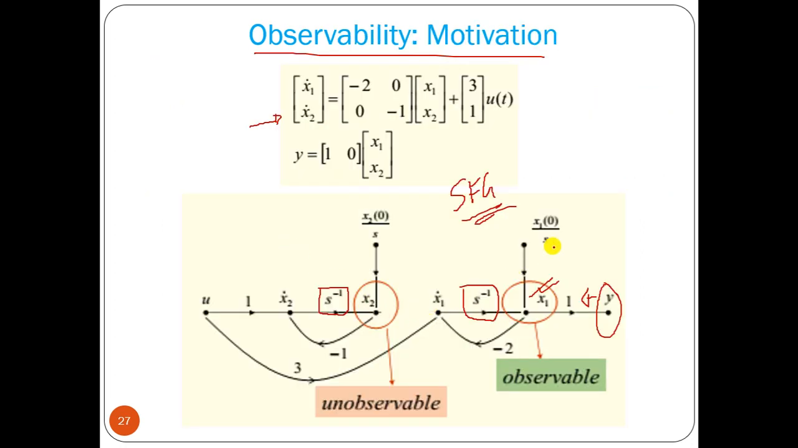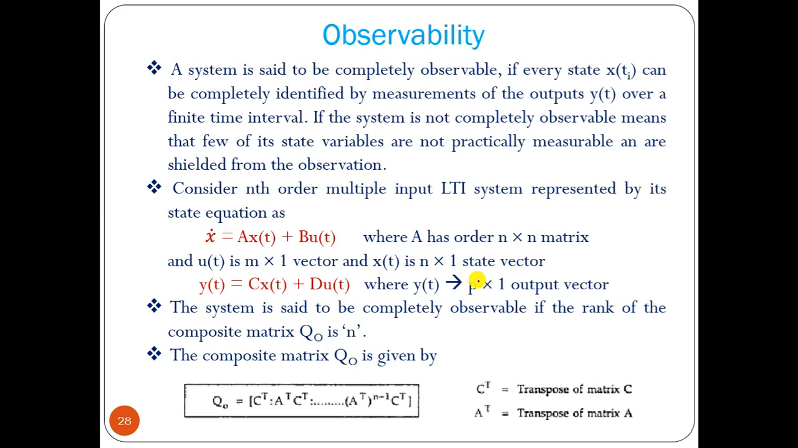Now here we have to observe output y. From the output we have to observe all the state variables. That is called observability. So we require two equations here, both equations, because the output equation we require. The output equation means the state variable depends on the C matrix, and the derivative of the state variable depends on the A matrix, that is the state matrix, right?